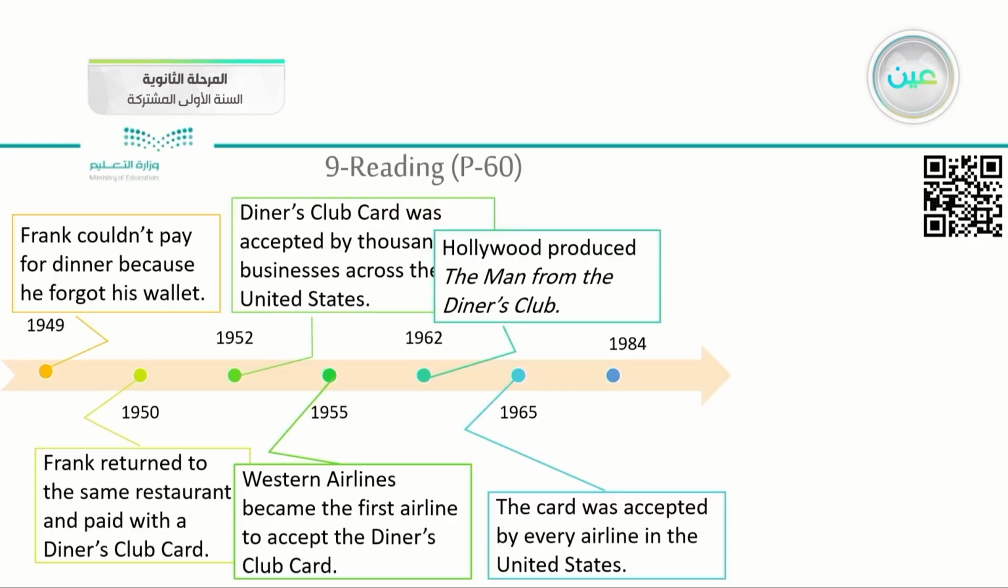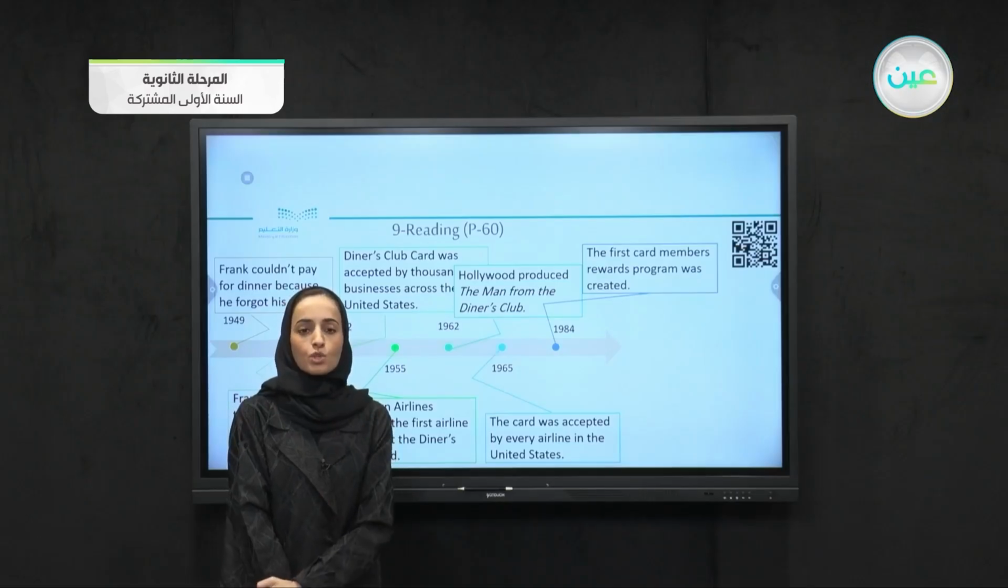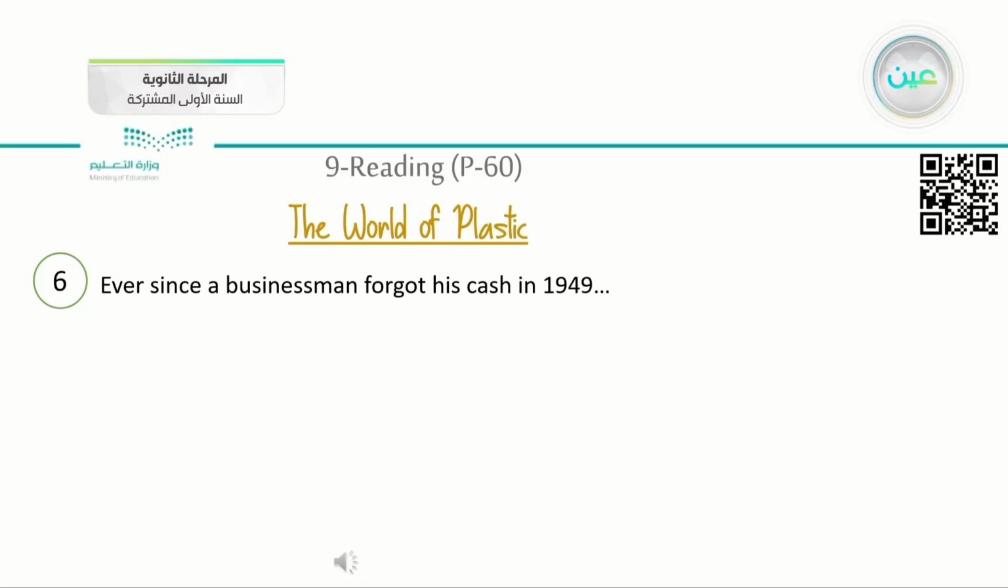So on the timeline in here, 1984, what happened? In 1984, the first Card Members Reward program was created. So we started with the idea of a program which is the member reward. You are a member with me, I will give you gifts or rewards because you're using my card. Let's continue in here. The last paragraph, let's listen.